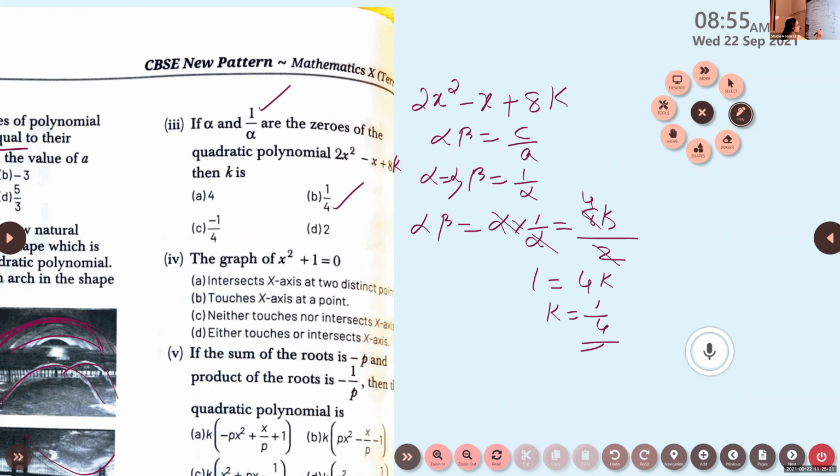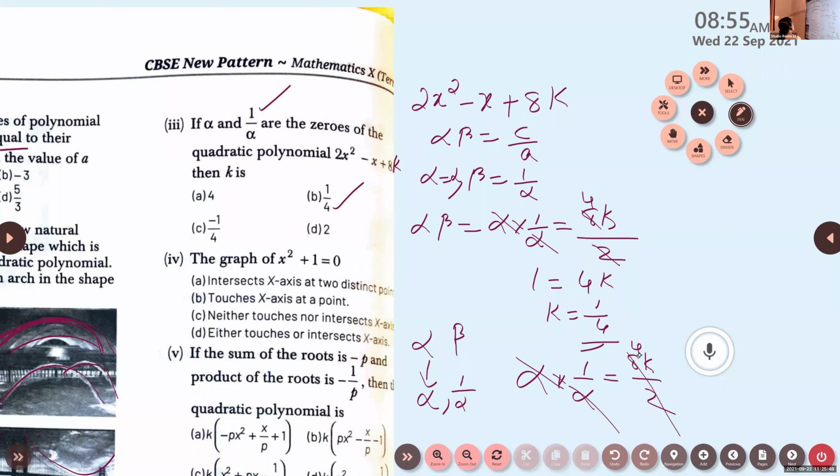In this question, alpha is alpha itself and beta is 1 by alpha. So their product, alpha into 1 by alpha, is 8k by 2. Clear? Alpha, alpha get cancelled, and here we can cancel by 4. Then k equal to 1 by 4.